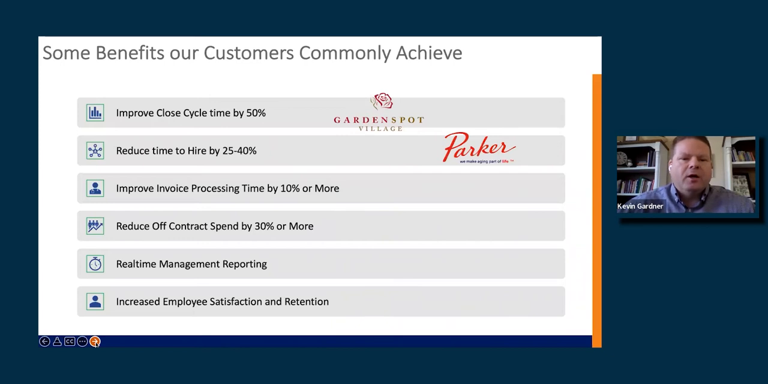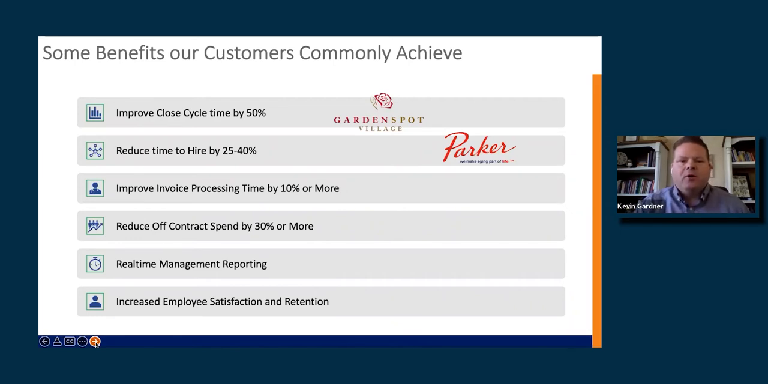When you look at the contract spend, bringing that down by 30%, and some of these other areas like employee satisfaction and retention, which we know is a big area of importance for this industry right now. You've also got another client you heard me talk about, where you're seeing the statistic of reducing the time to hire. As Jamie and I are talking throughout our conversation today, there's a lot of these commonalities that you see.